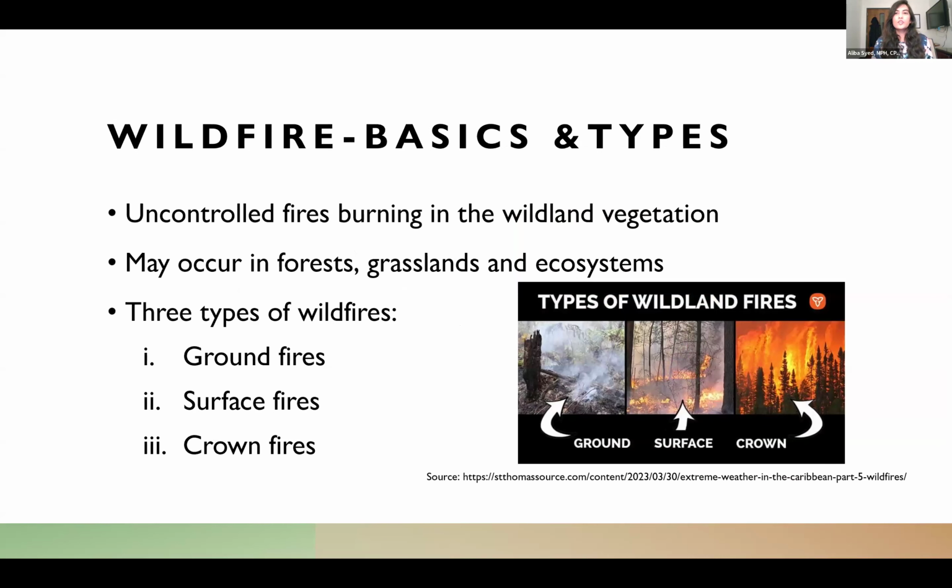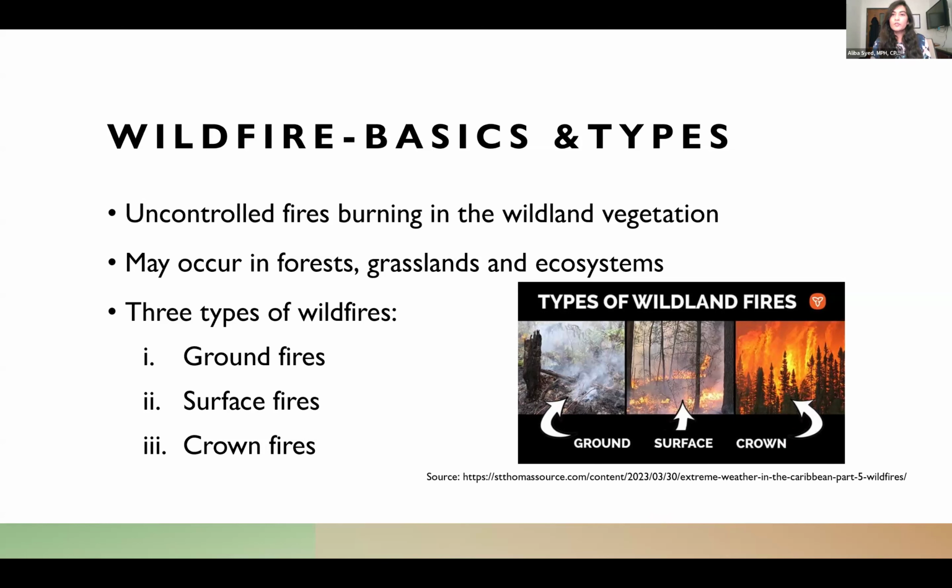Okay, so now let's understand the basics and types of wildfires. So wildfires, as defined by the National Geographic, are uncontrolled fires that burn in the wildland vegetation. They can occur in forests, grasslands, and other ecosystems. Before we move on to the spread of wildfires and the damage they cause, let's go over the three types of wildfires, which are ground fires, surface fires, and crown fires.